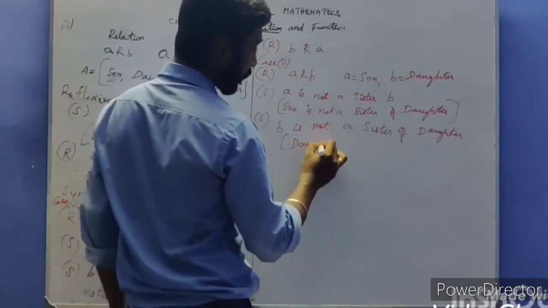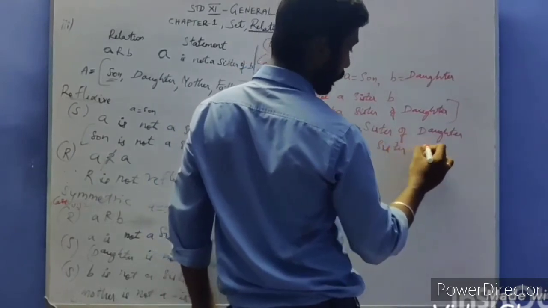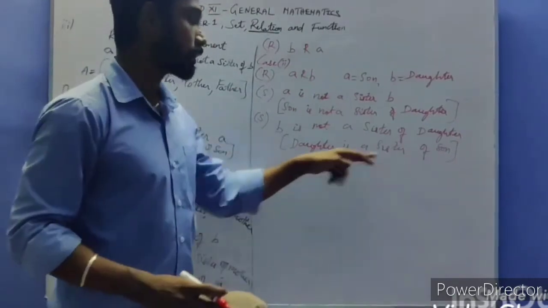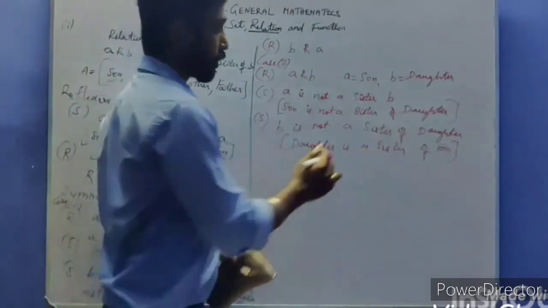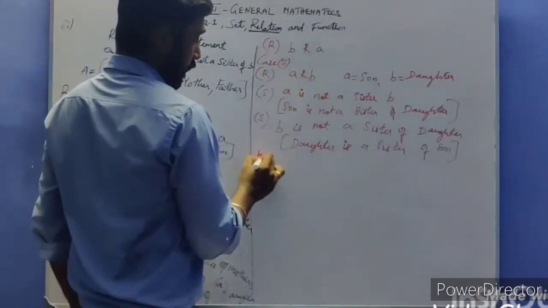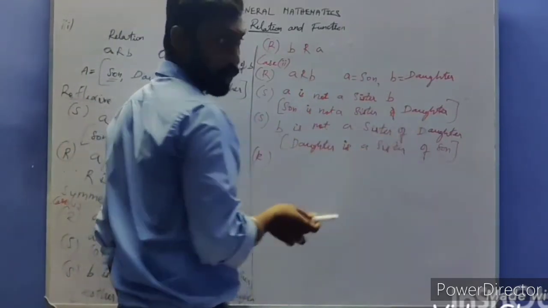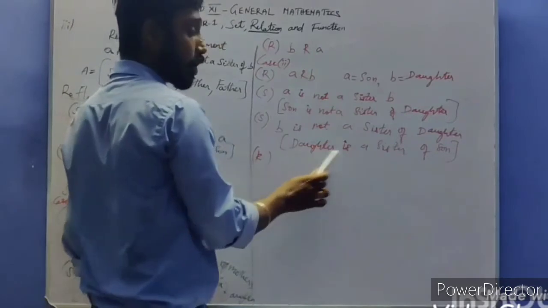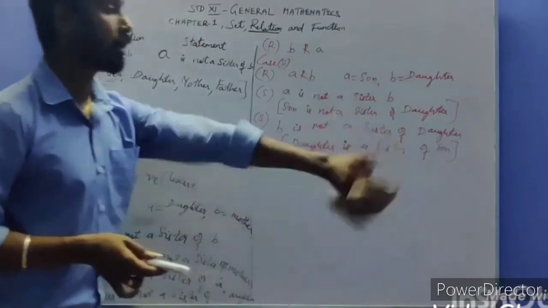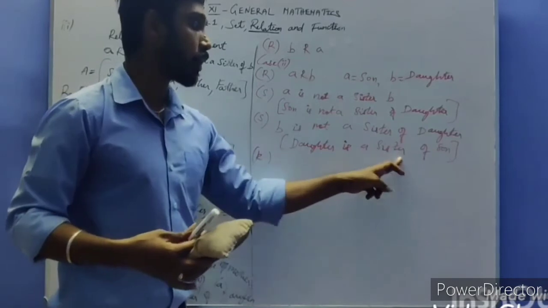Daughter is a sister of son. If you are saying it is possible now. Daughter is sister of son. The relation here is that both statements are not symmetric, because son is not a sister of daughter. It is not possible. But here daughter is a sister of son. It will be possible because son and daughter are in the same family. Whether the daughter is younger or elder, she is called a sister.